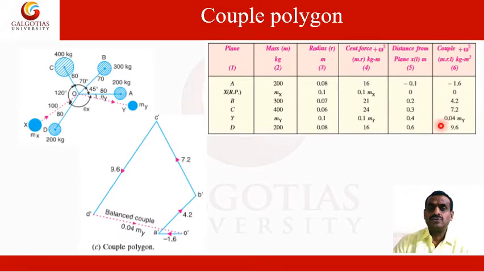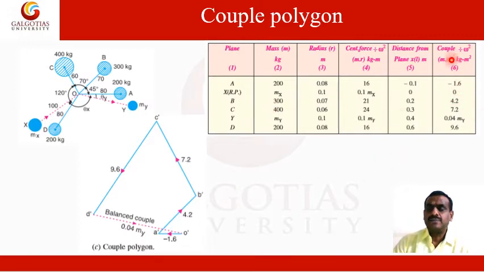Now we have to go for drawing the couple polygon and force polygon. When we compare the couple values in the table with the centrifugal force values, in the couple column we have only one unknown. In the centrifugal force column, if you see, there are two unknowns. So first we start with the couple polygon, because only one unknown is there. Then we finish the couple polygon, and after that we can go for drawing the centrifugal force polygon diagram.